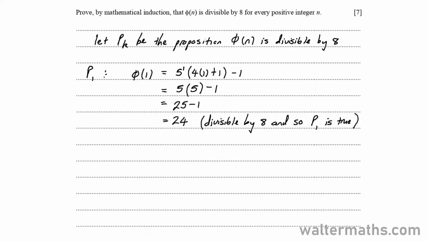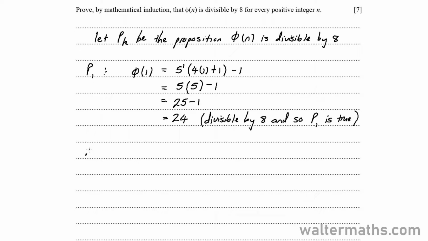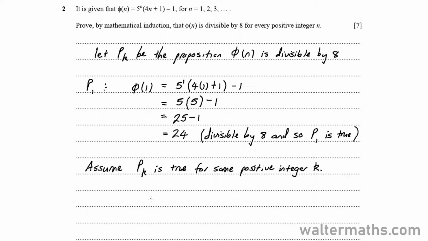Next, we go on to the step where we assume that the statement P sub k is true, and that's for some positive integer k. So here this is going to mean, therefore, that phi of k, which is equal to 5 to the power of k of 4k plus 1 minus 1 should be equal to 8l, just meaning that it's divisible by 8.